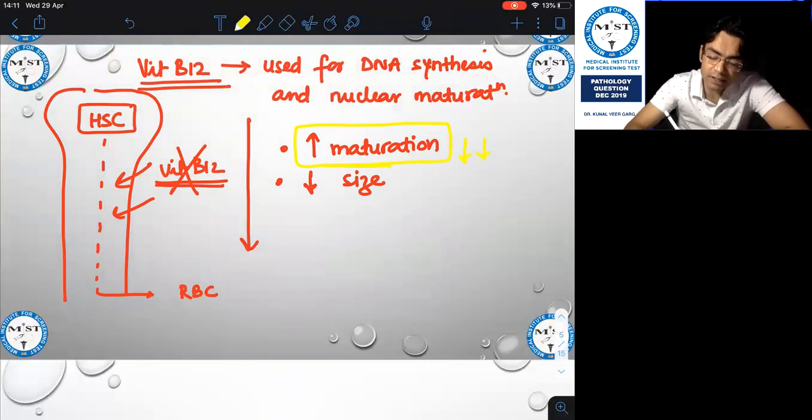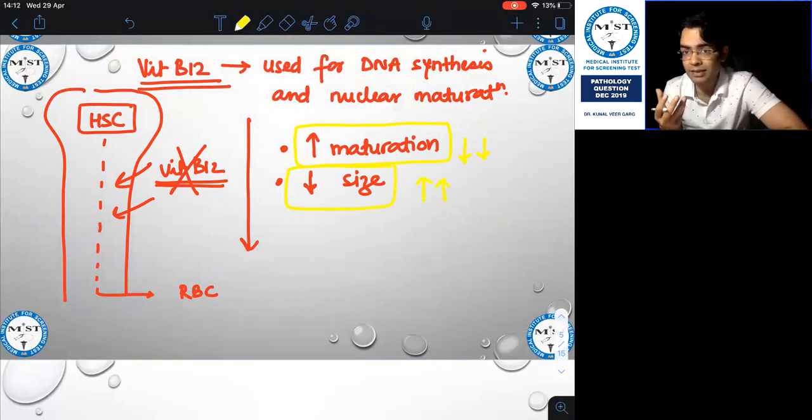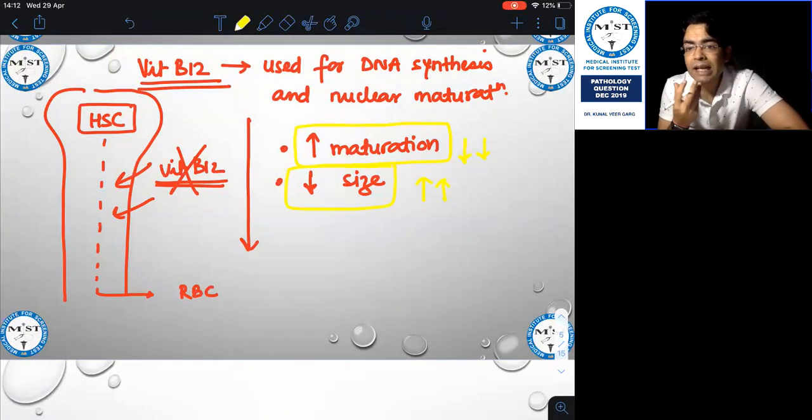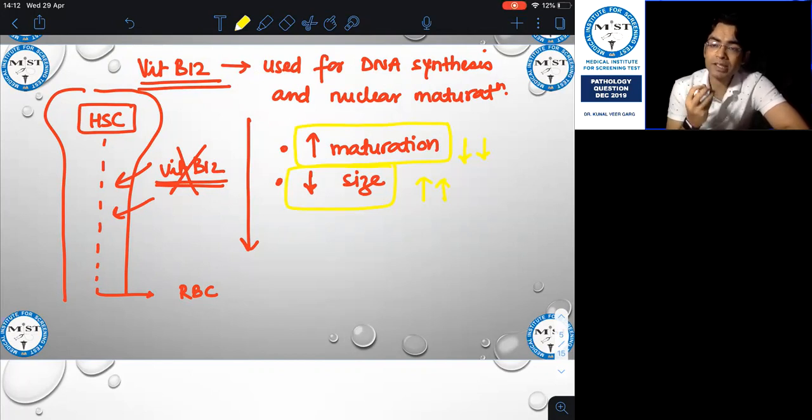And the size also is not able to decrease properly, and eventually whatever cells you're going to see in the blood, they will be of big size, right? So a big size cell, macro means big and cyte means cell. So megaloblastic anemia, beta, always remember it's a type of macrocytic anemia. Whenever the word macrocyte, macro-ovalocyte comes to your mind, you should be thinking about megaloblastic anemia.